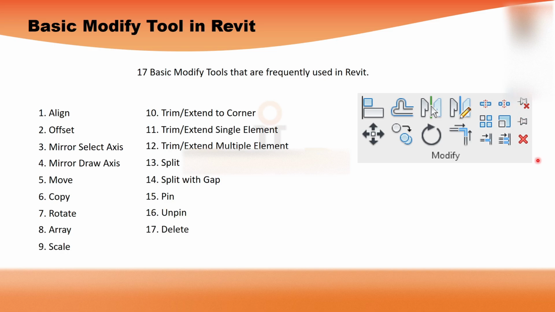So these are the 17 basic modify tools which you are going to frequently use in Revit. So let's see one by one how we can use each of these modify tools. So before using it in Revit, let's see about them in text. So the first command is align. So the align tool is basically used to align one or more elements with a selected element. So let's switch to Revit and see how we can use this align tool.